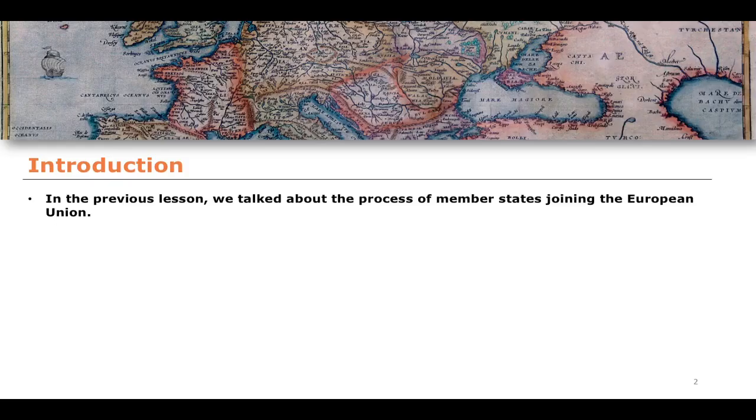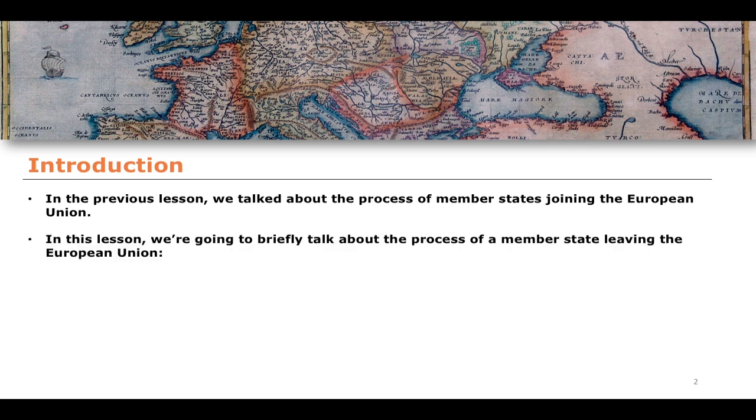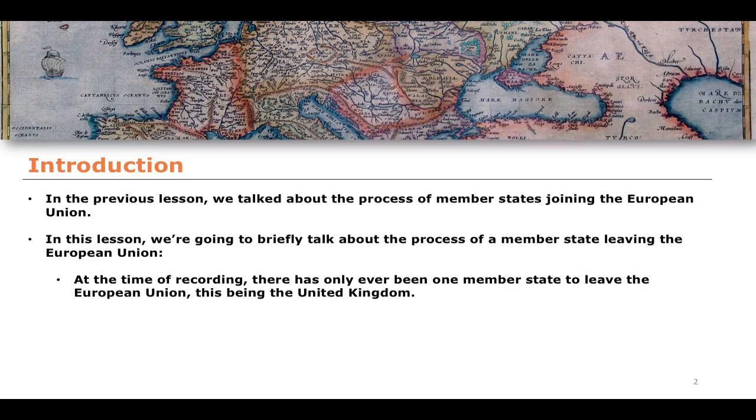So like I said, the previous lesson spoke about the process of member states being able to join the European Union, the accession process, and this lesson is going to talk about the process of leaving the European Union. The reason why this lesson is titled Brexit and the European Union is because so far, at the time of recording on the 13th of November 2023, there has only ever been one member state to leave the European Union. This is, of course, the United Kingdom.